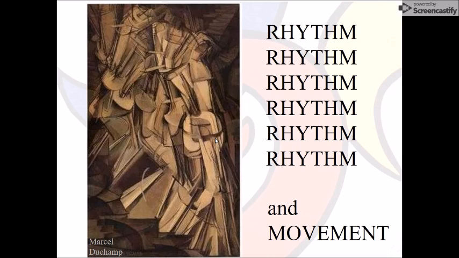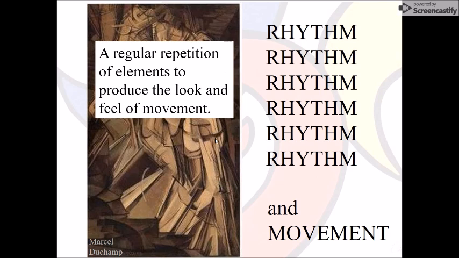This painting by Marcel Duchamp has repeating shapes that make your eye bounce from the top left to the bottom right. It has lines that repeat and circle-like shapes that repeat. And that creates rhythm. So rhythm creates movement. Rhythm makes your eye move through an image. So rhythm is a regular repetition of elements to produce the look and feel of movement.